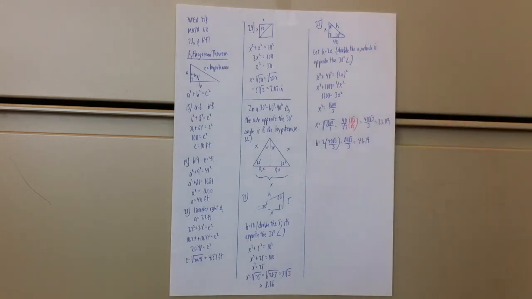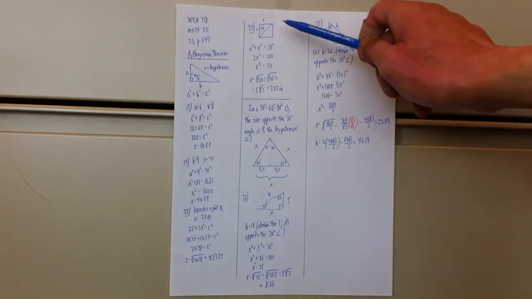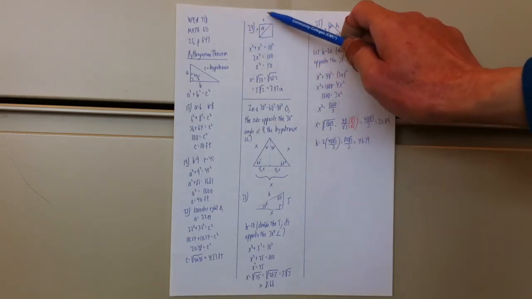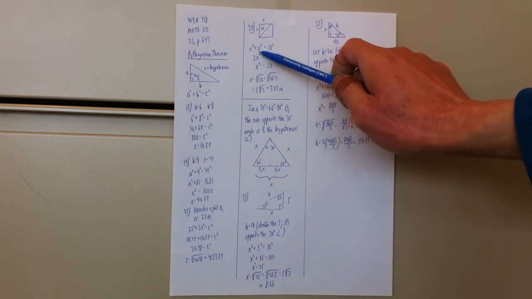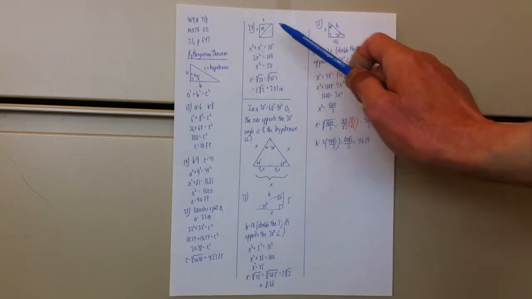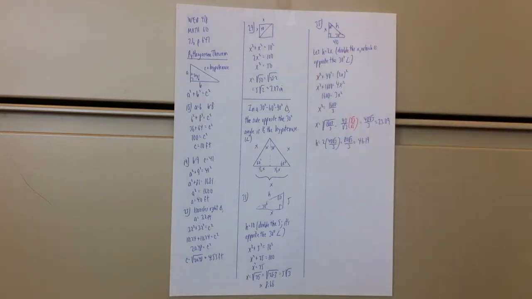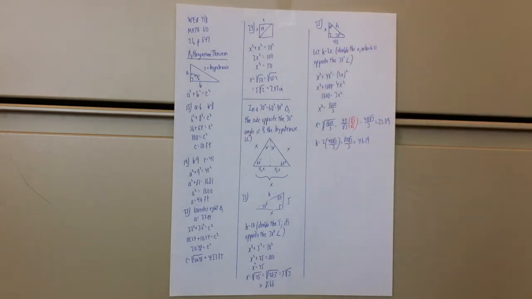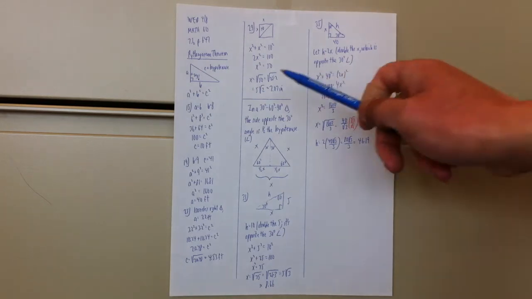Problem 29, you're given a square that has a diagonal of length 10 inches. So I call the two legs x. They're equal, x, x, and 10. So x squared plus x squared equals 10 squared, 10 being the hypotenuse. x squared plus x squared is 2x squared equals 100. Divide both sides by 2. x squared equals 50. So x is the square root of 50.